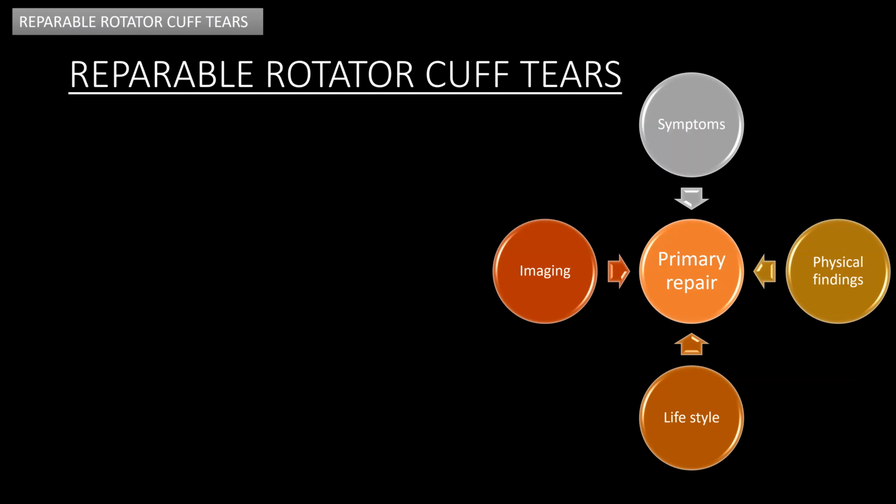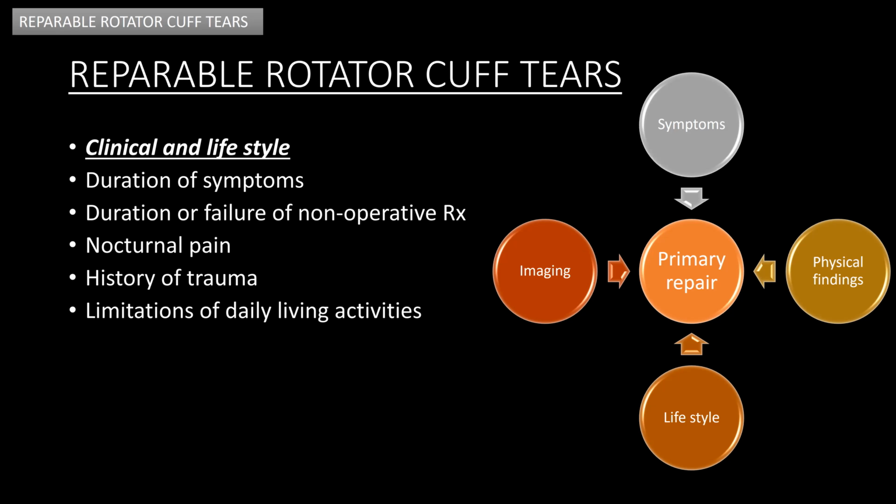Yeah, so the rotator cuff tear is considered repairable if the surgeon is able to perform primary repair of the tear, meaning that the tear should be reducible to the greater tuberosity. In addition to imaging criteria, the decision to perform a repair of rotator cuff tear generally depends on several other clinical factors. Those include duration of the symptoms, duration of the failure of non-operative treatment, nocturnal pain, history of trauma, and limitation of the daily living activities, and what kind of activity the surgeon and the patient would like to achieve after surgery.